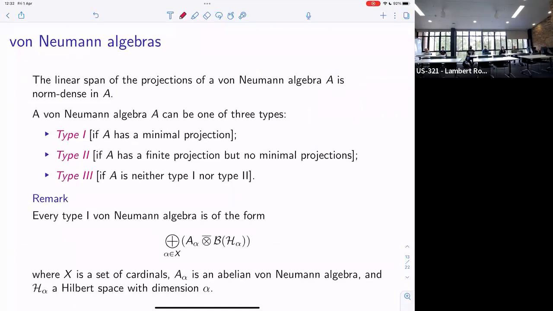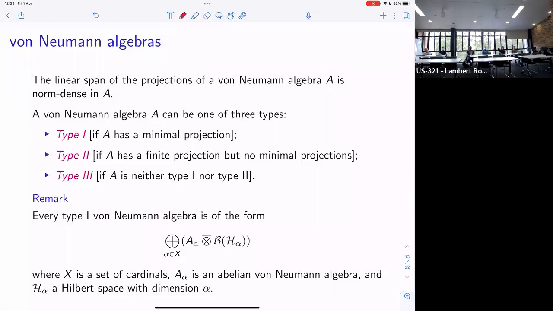Now on the other side of the picture for von Neumann algebras, every von Neumann algebra contains a large amount of projections, and it's the case that for every von Neumann algebra, the linear span of its projections is norm dense in the von Neumann algebra. So understanding the projections of the von Neumann algebra allows us, in general, to understand the structure and properties of the corresponding von Neumann algebra.